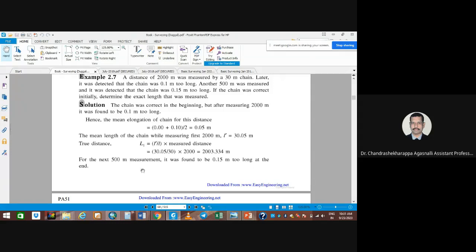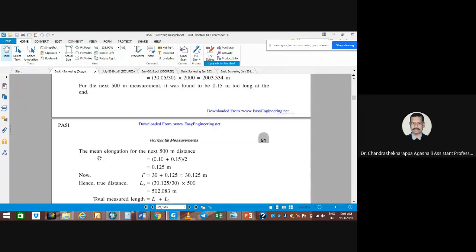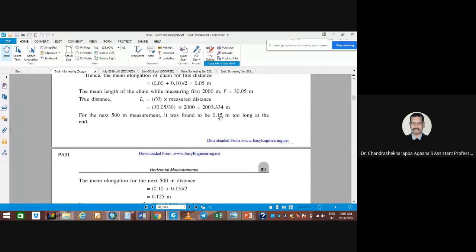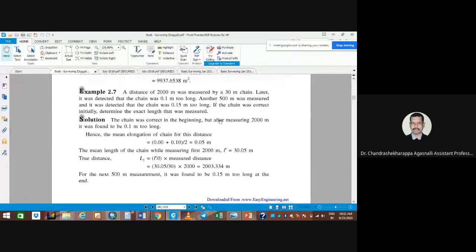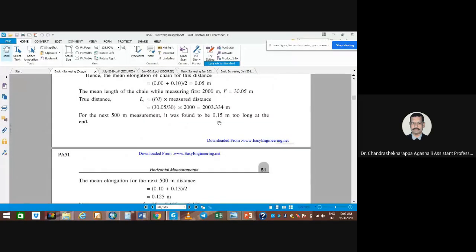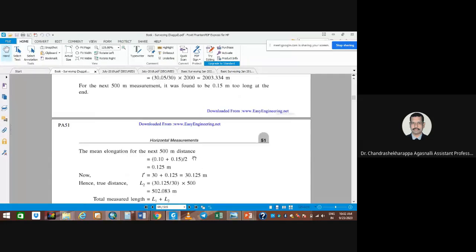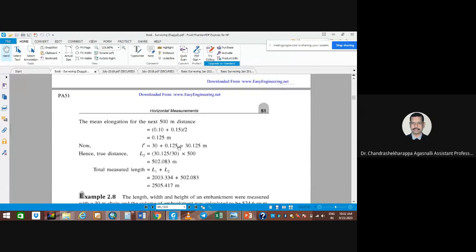How does it come at the end point? Here is the mean elongation for the next 500 meter distance: (0.10 + 0.15)/2. That is the mean elongation we are taking, and the total is 0.125 meter. So now L' = 30 + 0.125, which equals 30.125 meters. Hence, we can calculate the true distance.